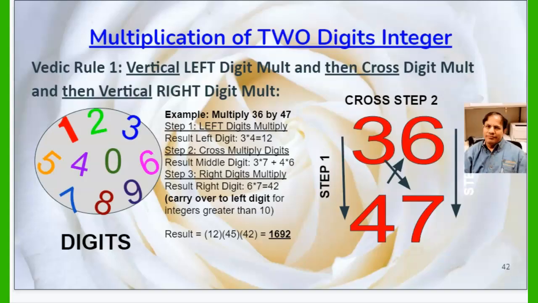So now we discuss the multiplication of two-digit integer. We use Vedic rule number 1, where it says that we first do the left digit vertical multiplication and then do the cross step digit multiplication, and then the third is doing the vertical right digit multiplication. So if, for example, we want to multiply 36 by 47, so let's write it out. So we have 36 and we have 47, and we want to multiply by the Vedic rule number 1.